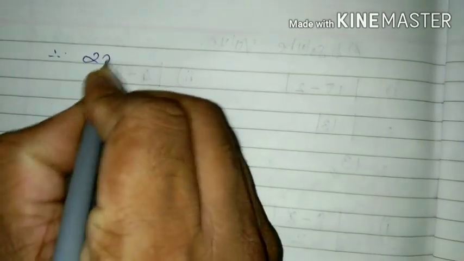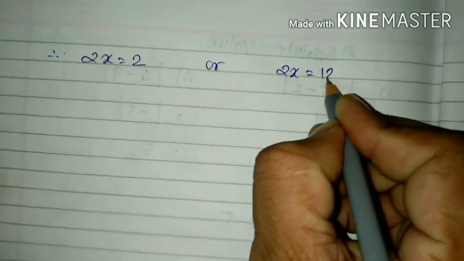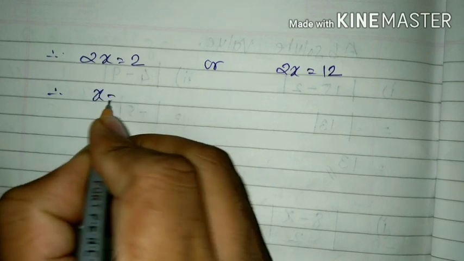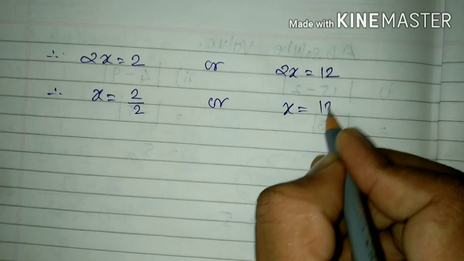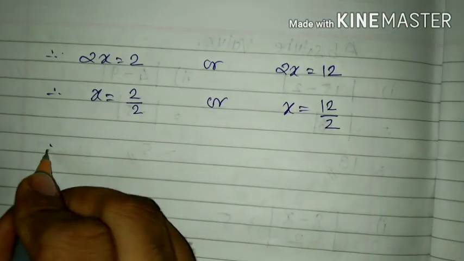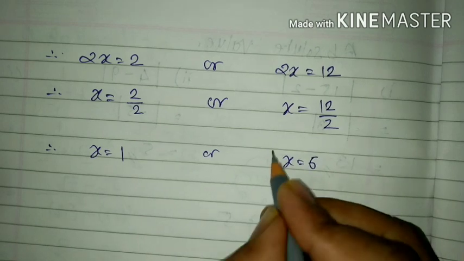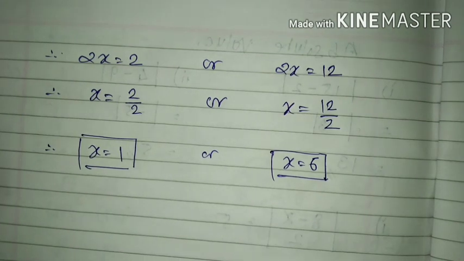So next term we can write here, therefore 2x is equal to 2 or 2x is equal to 12. इस फॉर्म में मेरा आंसर आया था. Therefore x is equal to 2 upon 2 or x is equal to 12 upon 2. So therefore x is equal to 1 or x is equal to 6. So these are my final answers.